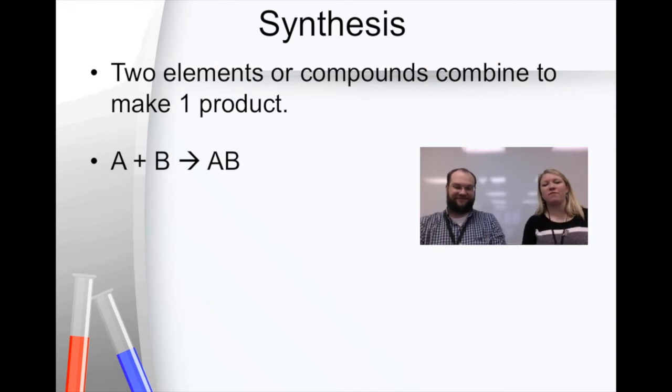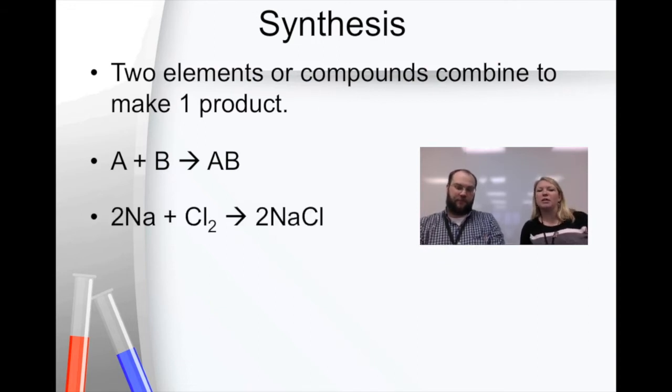Then we have an actual chemical example where I would take two Na, add it to a diatomic chlorine, and I would get 2 molecules of NaCl. So I still start with two elements and end with one compound, but the balance never affects the type of reaction, right? Exactly.